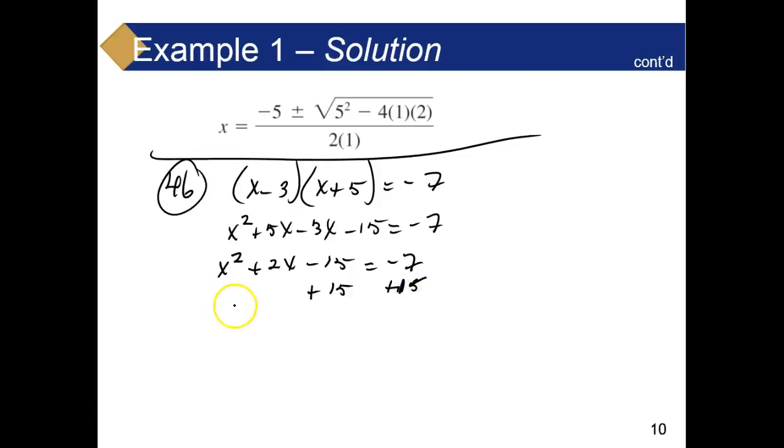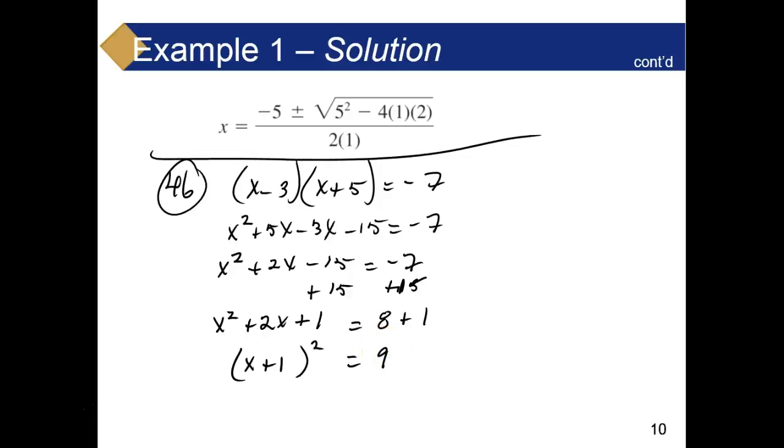What does that give you? x squared plus 2x is equal to 8. What's the next step? Half of 2 is 1. Square it, and you get 1. So you add 1 to both sides, right? Now, what does that give you down here? x plus 1 squared is equal to 9.